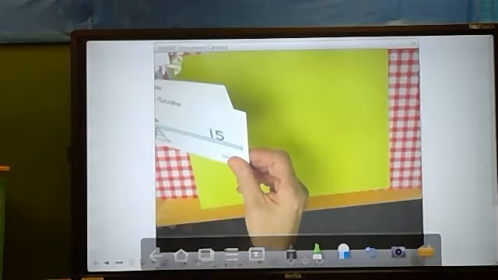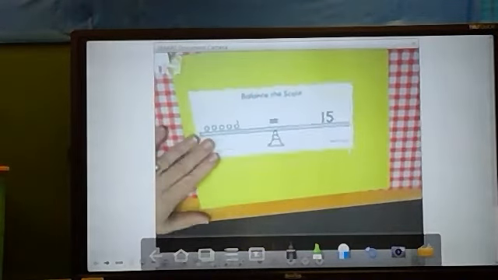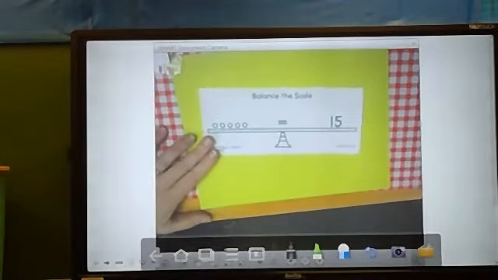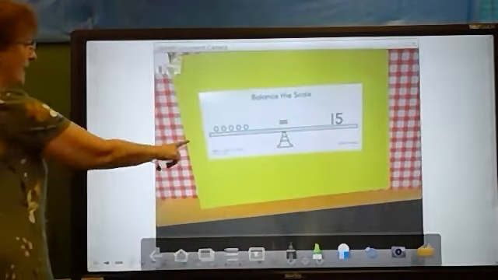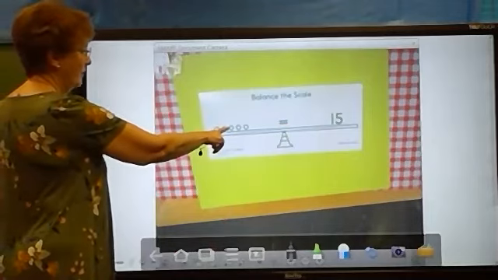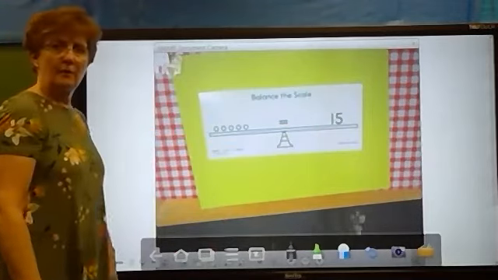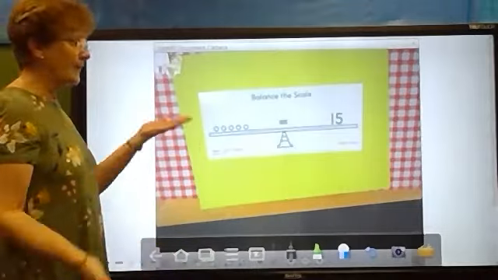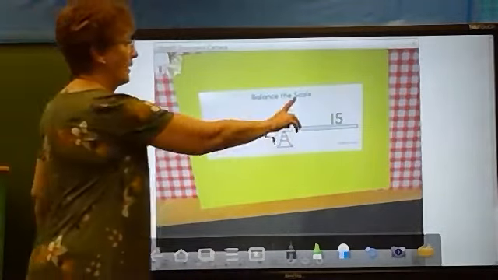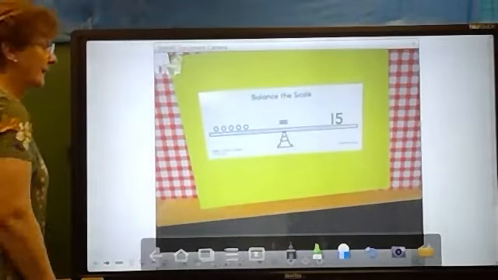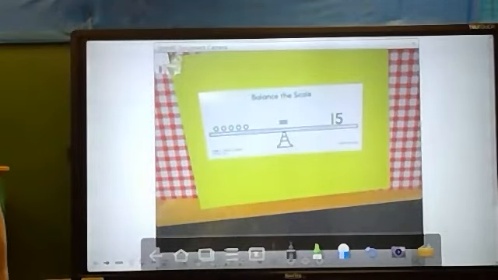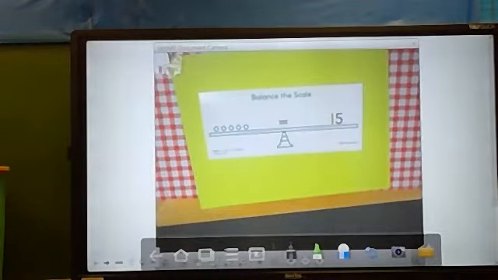Ooh, this doesn't look balanced at all. All right, because on the right-hand side of my scale, I have 15. Over here, I have 1, 2, 3, 4, 5. So what do I need to do in order to balance the scale, or to make what's on the one side equal to what's on the other side? That's right, I need to go ahead and fill in till I get to 15. So let's go ahead and try that.